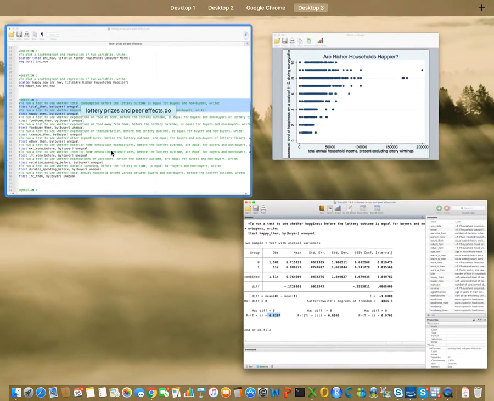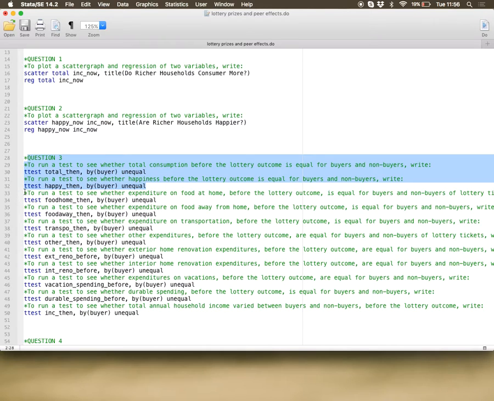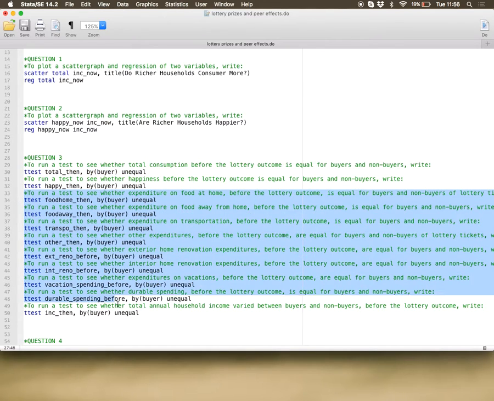If you look at this do file that Jordi gives you, I don't have to stop at just checking expenditure and happiness. I could check all sorts of things: vacation spending, durable spending, transport spending. I could see whether these two groups are similar or different by looking at all these characteristics. And that's something that you will do, because remember, the goal is to find a valid counterfactual. If you're going to compare buyers with non-buyers and there are some inherent differences between them, then your case is going to be a lot weaker. So I will stop here.